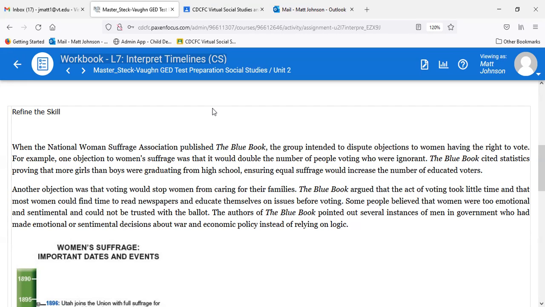Another objection was that voting would stop women from caring for their families. The Blue Book argued that the act of voting took little time and that most women could find time to read newspapers and educate themselves on issues before voting. Some people believed that women were too emotional and sentimental and could not be trusted with the ballot. The authors of the Blue Book pointed out several instances of men in government who had made emotional or sentimental decisions about war and economic policy instead of relying on logic.